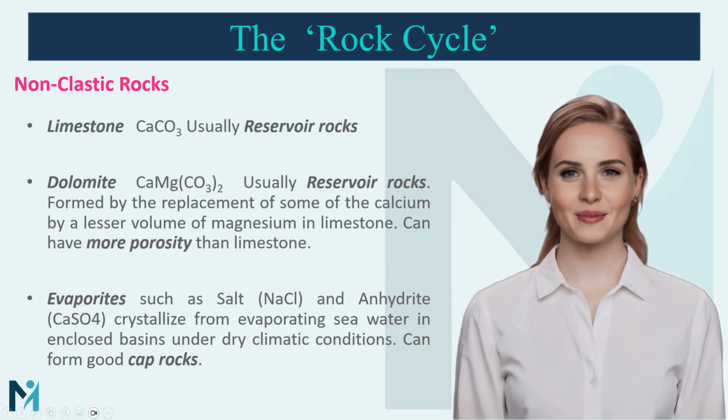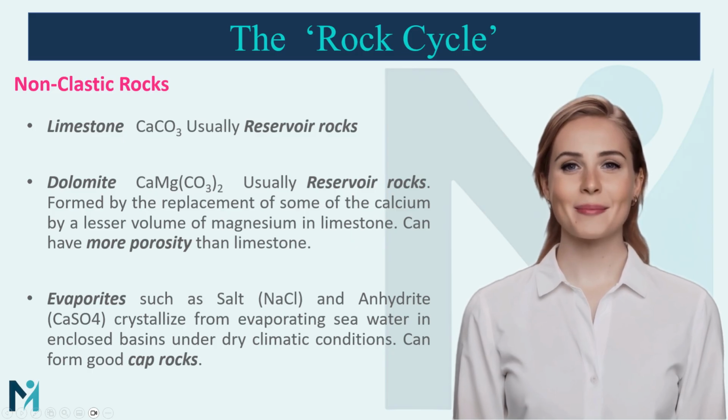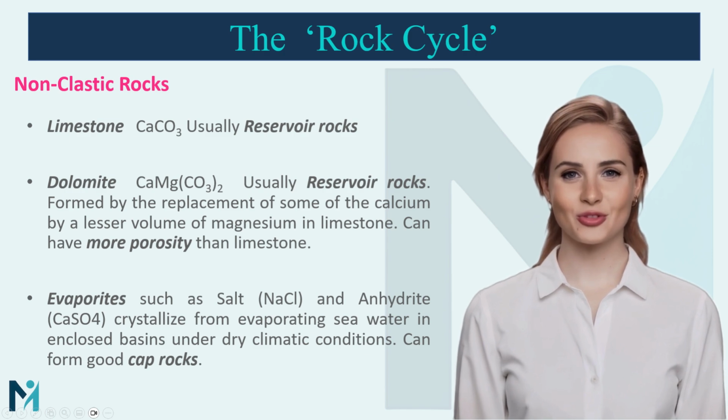So, to sum it up, limestones and dolomites can be excellent reservoirs, especially when altered by dolomitization. Chalk can store fluids well, but often needs fractures to produce. And evaporites, while not reservoirs themselves, are essential as reliable and effective cap rocks that help trap hydrocarbons in place.